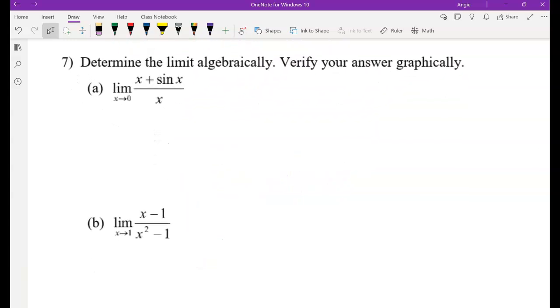Are you guys ready? Determine the limit algebraically. Now in your textbook, it says verify your answer graphically. You are not going to be required to do it. Most of the homework, I want you to do it without the calculator. So please don't use a calculator. But if you want to see if your answer is right, then yes, you can use a calculator to work that out. Example 7 says, determine the limit algebraically. That means no calculator. But if you wish, you may use a calculator to see if your answer is right. But you need to be able to do this without a calculator.